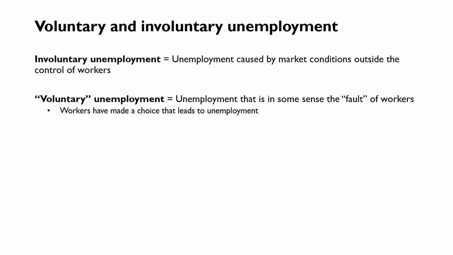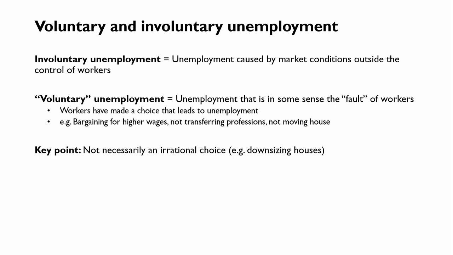Now, a common mistake that people make is thinking the workers are just choosing not to work. It's that workers make a choice that leads to unemployment. That choice might be very sensible. It might be that they're choosing to look for a higher wage. It might be that they're choosing not to change industries or choosing not to move house. That choice might not be irrational.